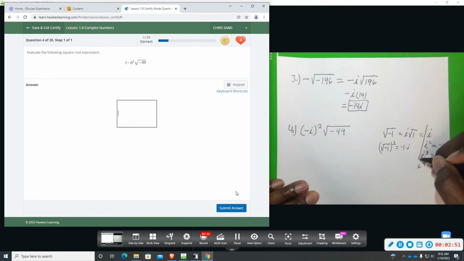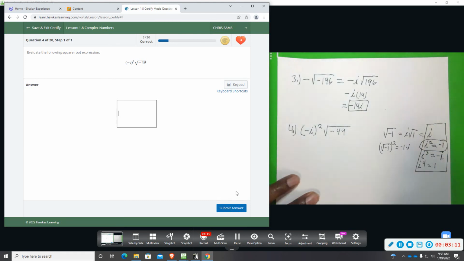So there's 4 iterations of I that we go through. Most important one that you'll see most of the time is the I squared. So remember that I squared equals negative 1. We'll be changing that quite a bit. And then for the other terms, sometimes these will pop up, and we'll need to change those into different forms.